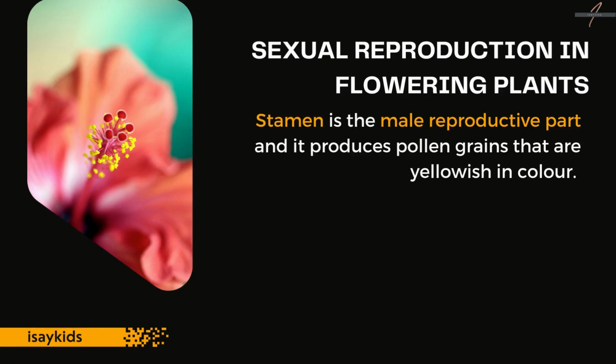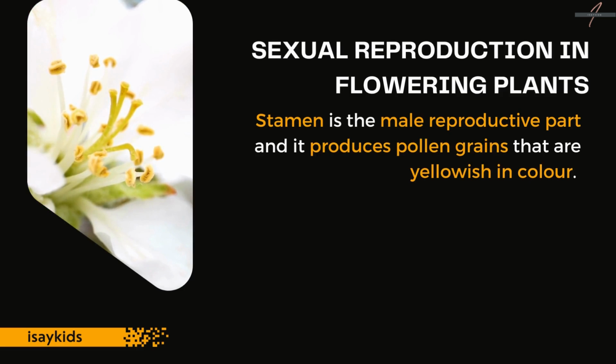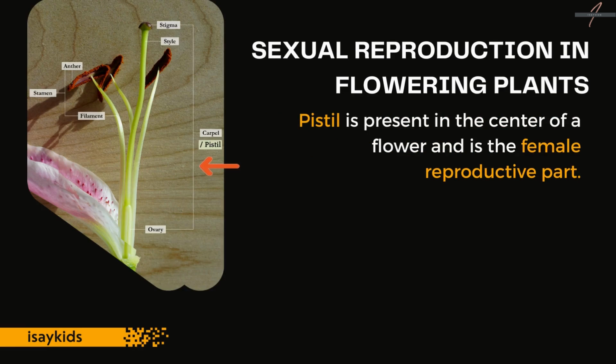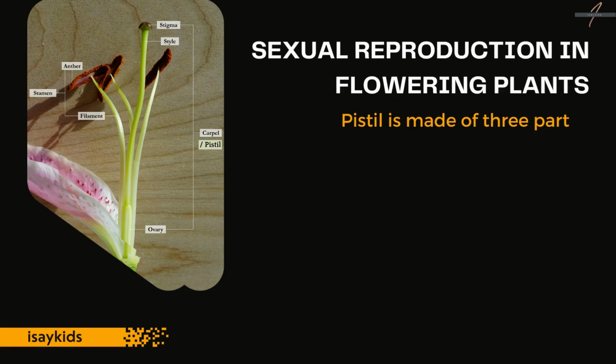Stamen is the male reproductive part and it produces pollen grains that are yellowish in color. You must have seen this yellowish powder that often sticks to our hands if we touch the stamen of a flower. Pistil is present in the center of a flower and is the female reproductive part. It is made of three parts.